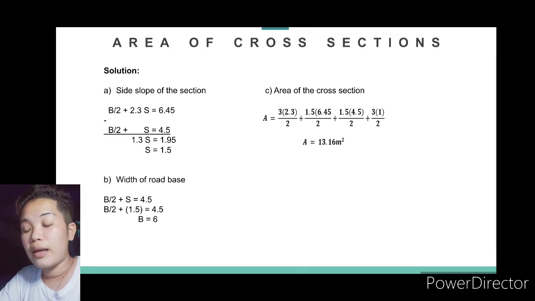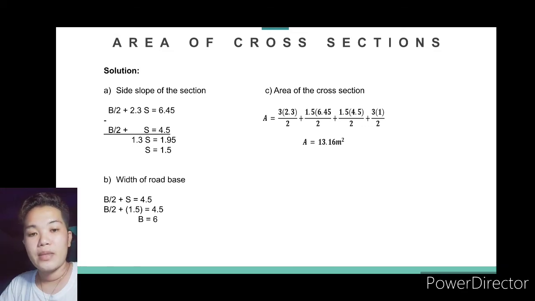So for the width of the road base, we use the equation b over 2 plus s, the right side equation. B over 2 plus s is equal to 4.25, and we substitute the value of s, which we got from the first question, which is 1.5. And so we arrive at the answer b is equal to 6.